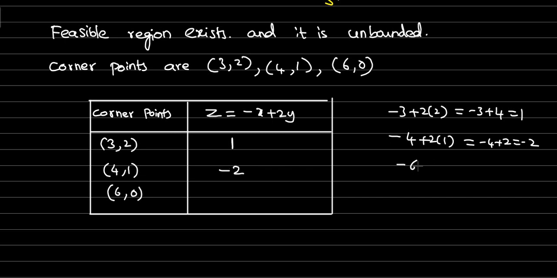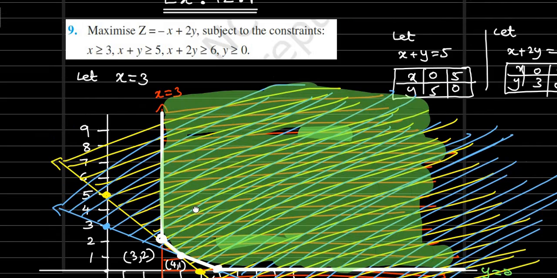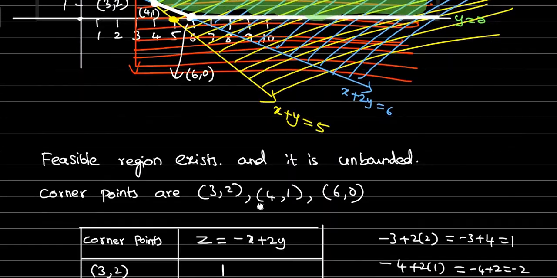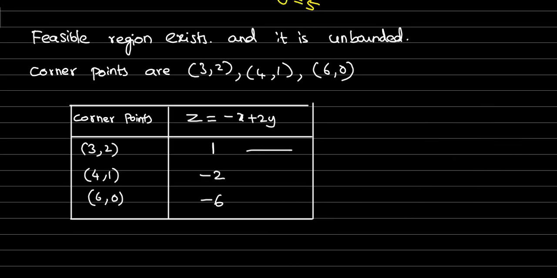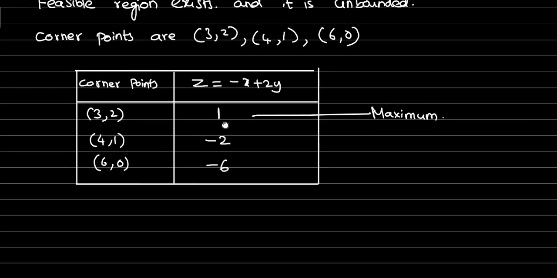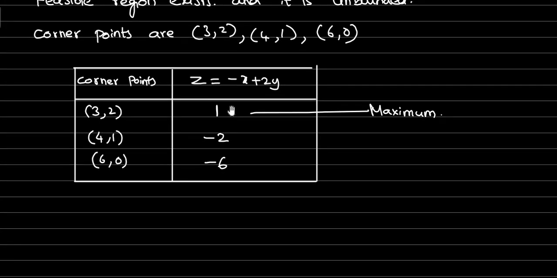Next, 6 comma 0: minus 6 plus 2 times 0, then the result is minus 6. Now, what is the question given? Maximize z, right? That means out of these three results, what is the maximum value that you can see? These two are negative, only one positive value you have, so 1 will be the maximum. But whether it's bounded or unbounded matters. If it is bounded, then 1 is the maximum.